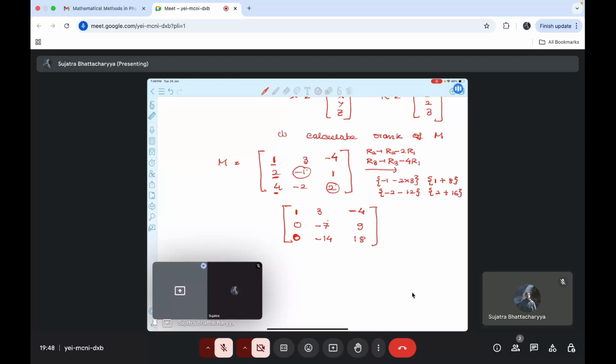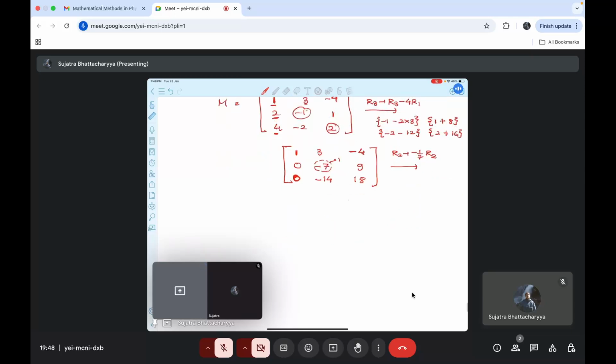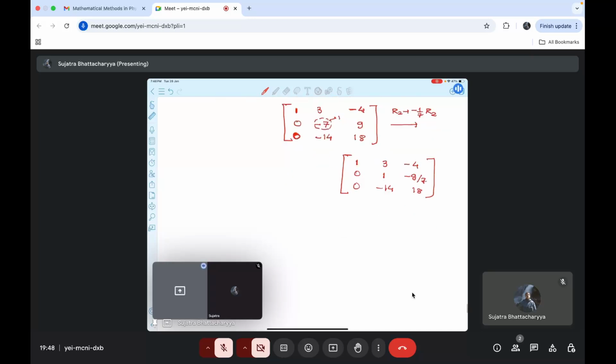Next, I want this to be 1. Okay, so for that, what I have to do? Let us do simple. R2 becomes minus 1 by 7 R2. It's as simple as that. So we get 1, 0, 0. Here you will not get anything. 3, 1, minus 14, minus 4, minus 9 by 7, 18. Correct? This is done. The third step.